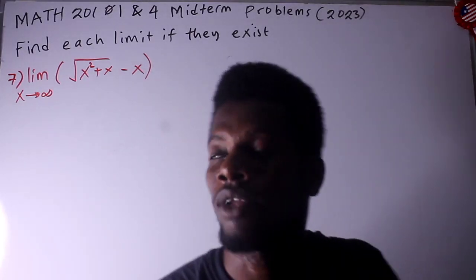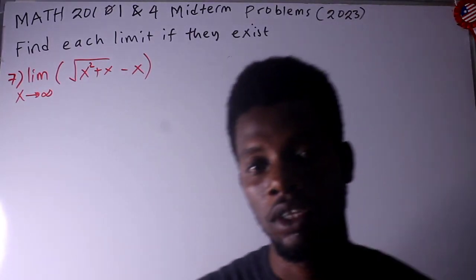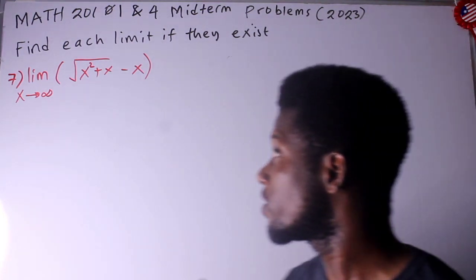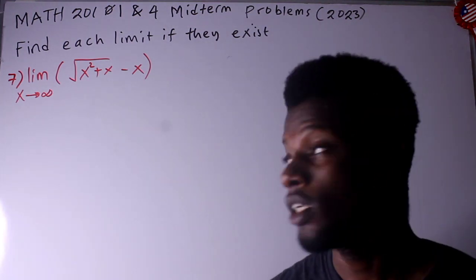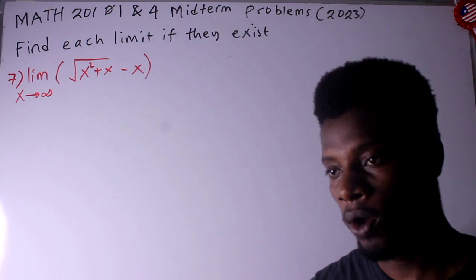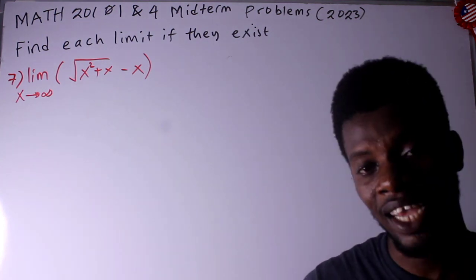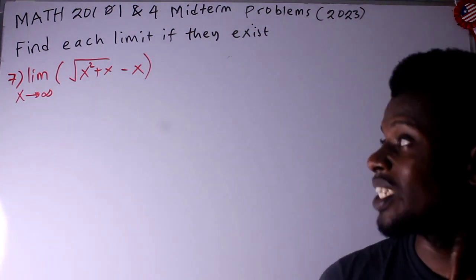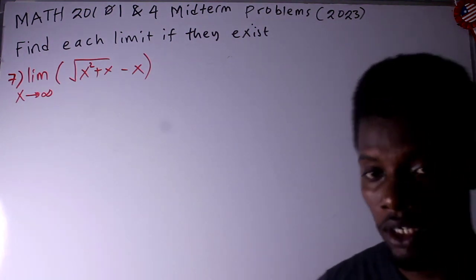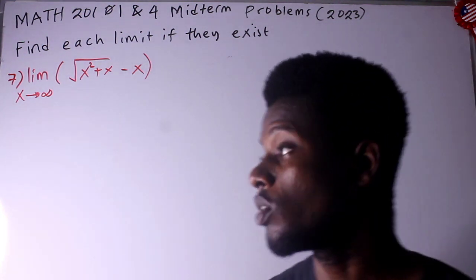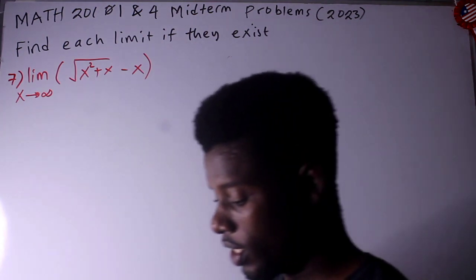So for question number 7, we are told to evaluate the limit of the square root of x squared plus x minus x as x approaches infinity. Now we could use binomial expansion, (1 + x)^n, on this expression and try to simplify, but that will be much longer. So let's just rationalize this numerator.